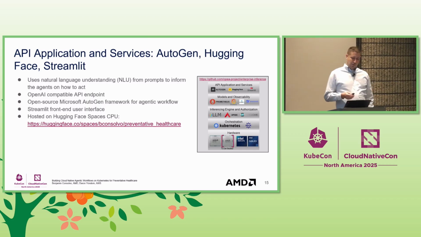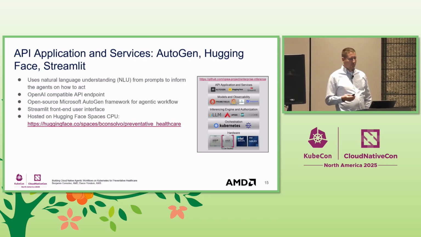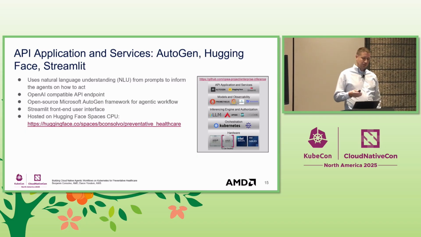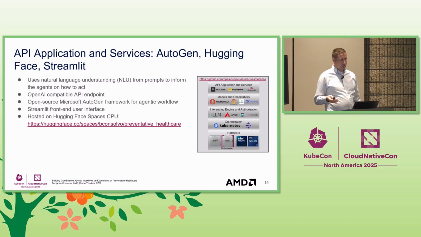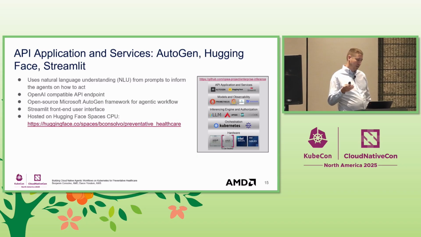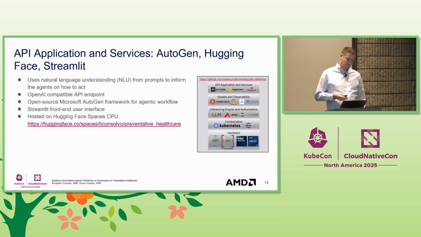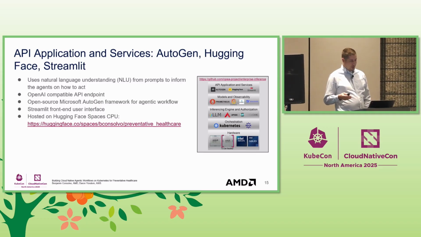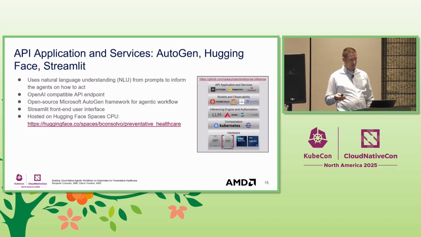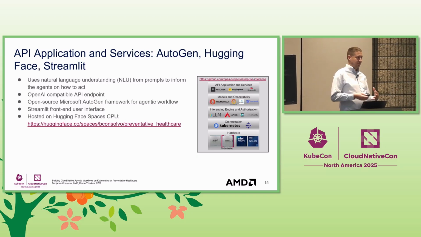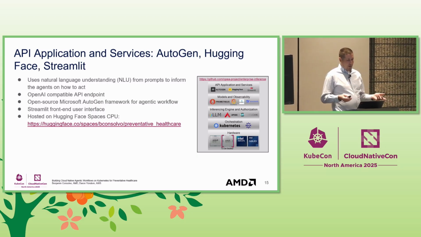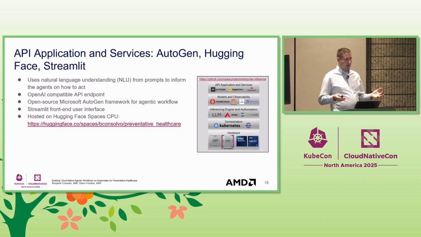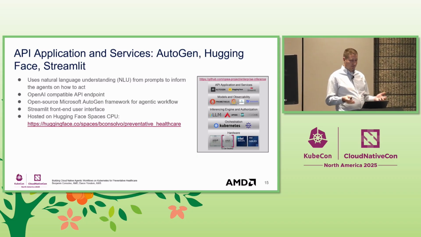All right, so now moving on to the application layer, the UI on the front end. Like I mentioned, I'm using a combination of AutoGen for the agentic framework from Microsoft, Hugging Face for hosting the actual front end, and then Streamlit as the front end UI. This application uses natural language understanding from prompts for the agents on how to act, and it uses an OpenAI compatible API endpoint that I mentioned was deployed with the backend infrastructure.